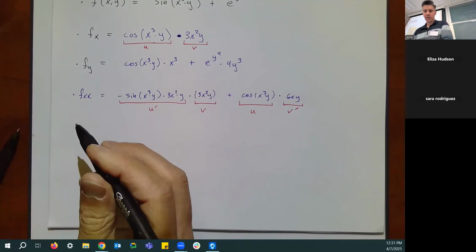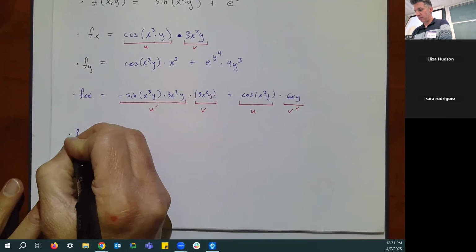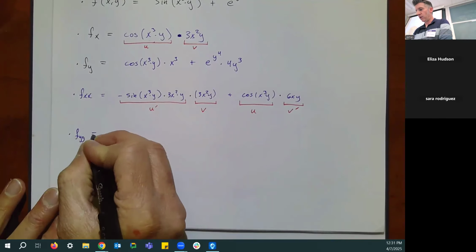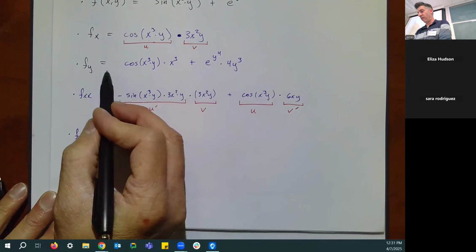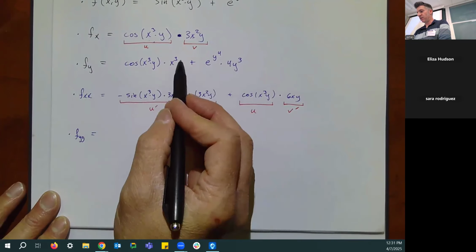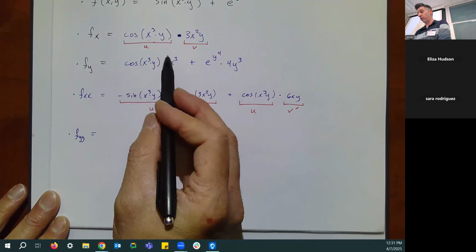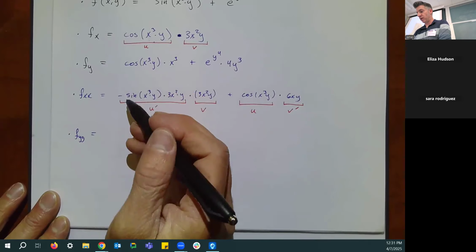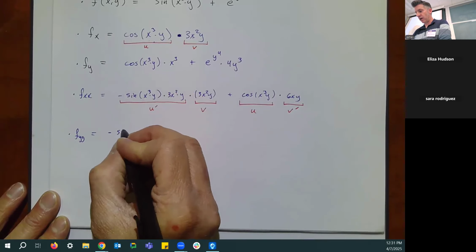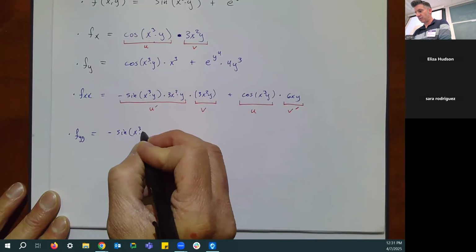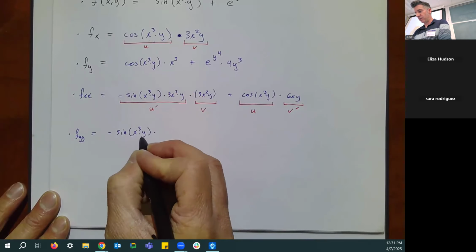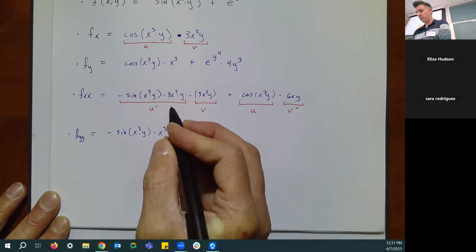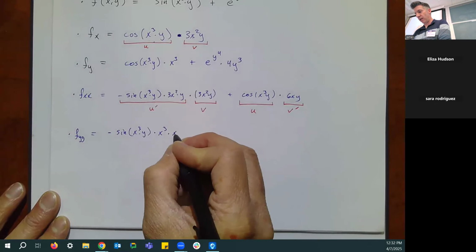Okay. So for fyy, same deal. I'm looking at fy and I'm just taking the derivative of that with respect to y. So for this first part, I don't need to use the product rule. I only have one function of y there. So it can be the derivative of cosine of some stuff, which is negative sine of x cubed times y times the derivative of the inside, which is x cubed, multiplied by the other x cubed that was still hanging out.